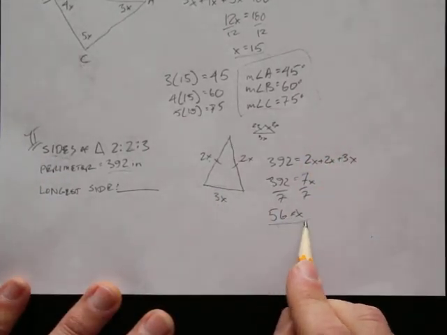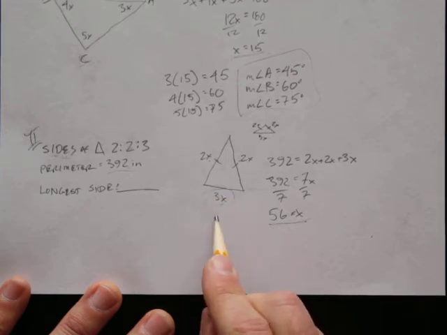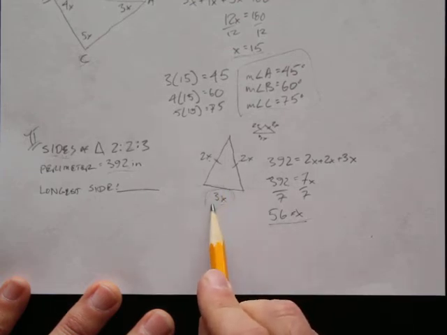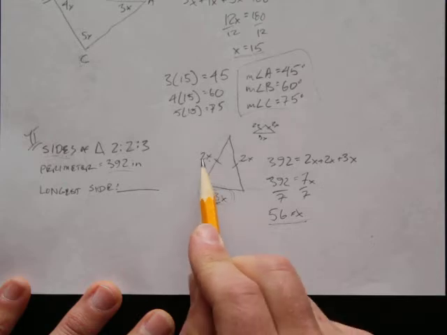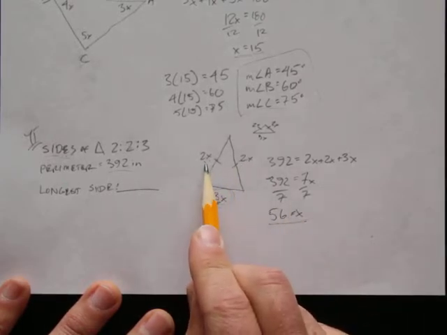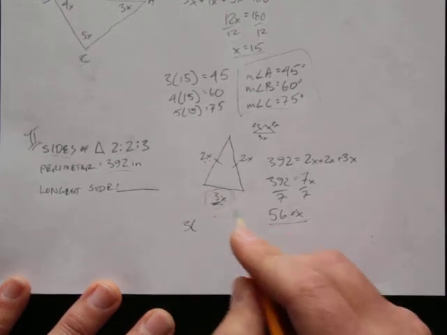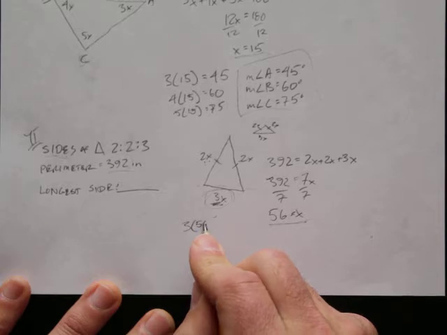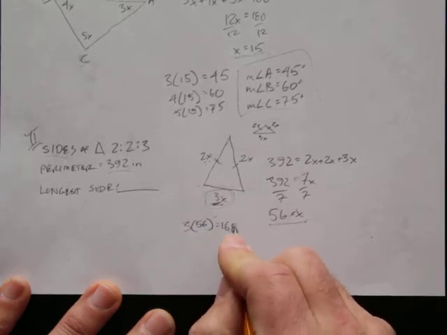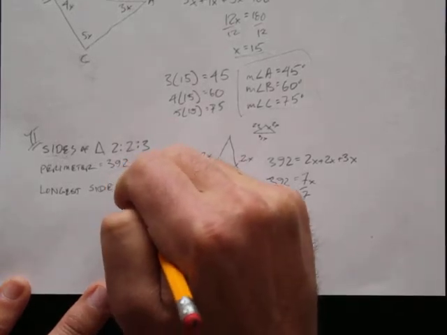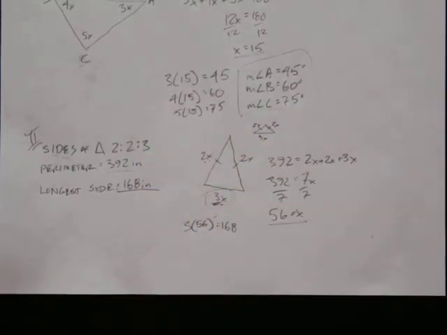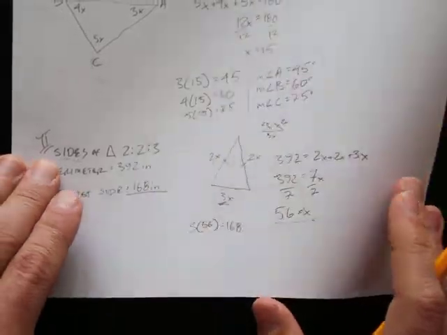X is not the answer that I want. I want to know the longest side. This is 3x. How do I know this is the longest side? It's because this one is 3 and these are 2. So 2 times 56 is 112. 3 times 56 is 168. So 168 inches is the answer for the longest side here. Let's do one more, you try.